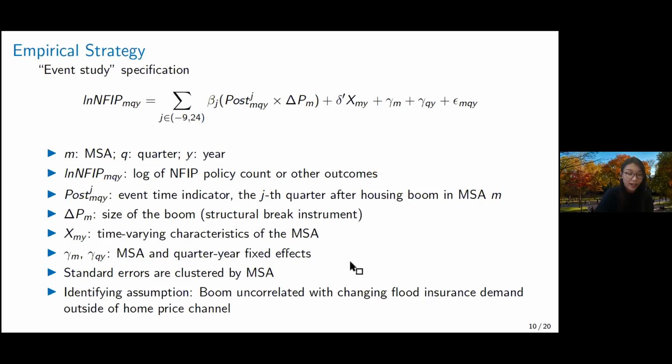Our identifying assumption is that the housing boom should be uncorrelated with changing flood insurance demand outside of the home price channel. And we will discuss a bit more about various ways it can fail and how we check whether it fails or not.